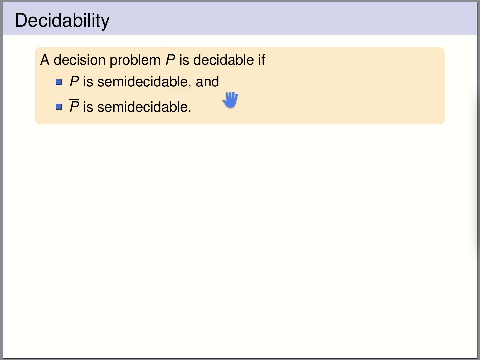Intuitively, we can understand this as follows. If we have an algorithm that is a semi-decision procedure for P, and we have an algorithm that is a semi-decision procedure for the complement of P, then we can make from it an algorithm that always halts and tells us whether P holds or not by simply running the two algorithms in parallel. One of these will eventually answer, so it will always eventually halt.